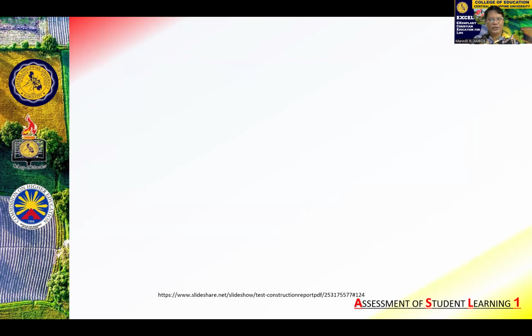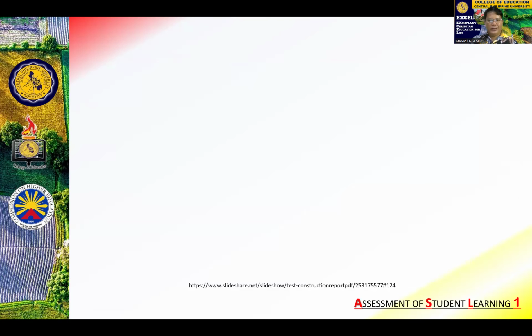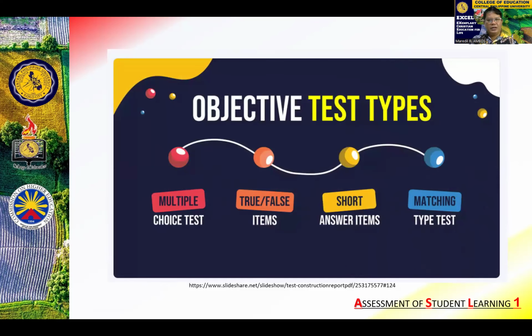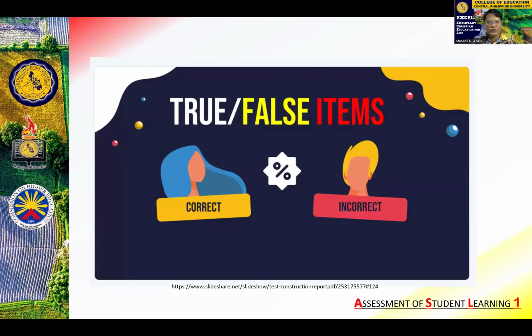Next, the thing that we are going to discuss is about objective test types. And we particularly discuss the strengths and the weaknesses of these. Okay, let's have the objective test types. So you have the multiple choice test, the true false items, the short answer items, and the matching type test. So let's start with the true false items test.